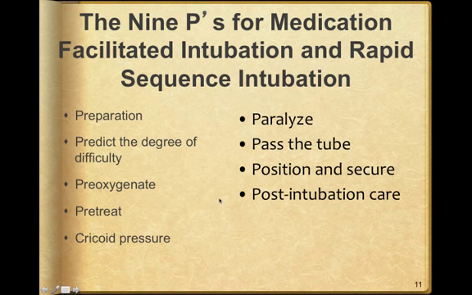The 9 P's for medication-facilitated intubation and rapid sequence intubation. Preparation. Be sure all of your items for intubation are within arm's reach. Matter of fact, you should only use your peripheral vision to grab additional tools. Everything should be prepped and around the patient whenever you begin the intubation. If you have to stop and then find an item, that wasn't enough preparation.